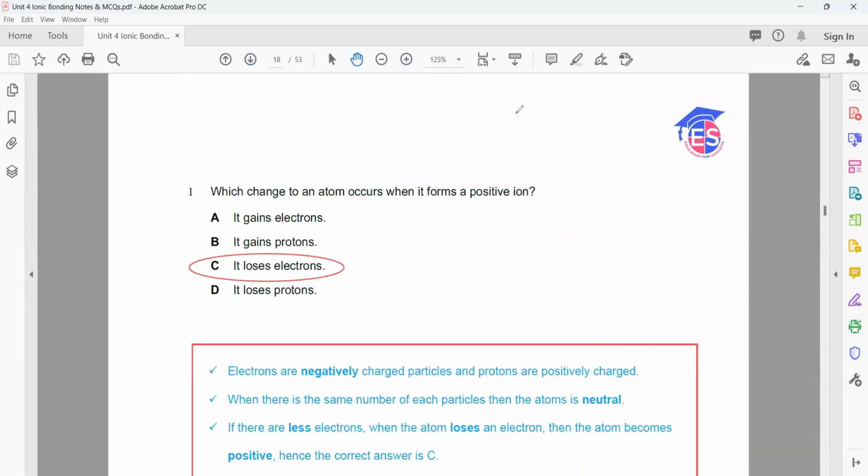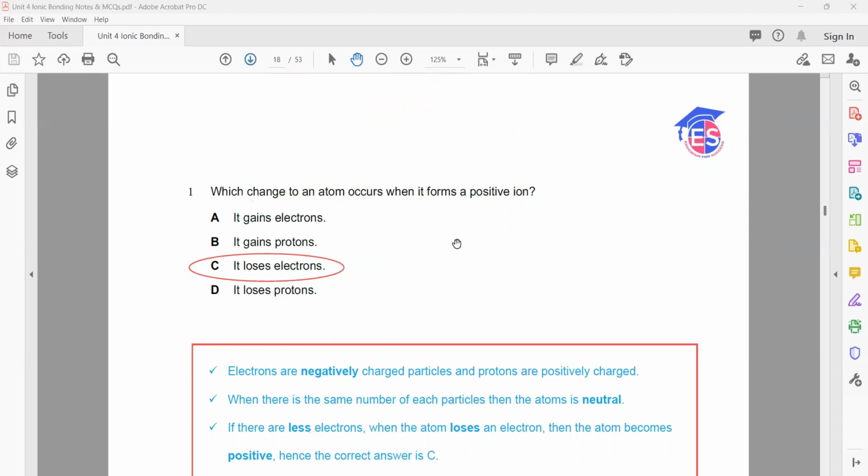Now, for example, question number 1, they're saying which change to an atom occurs when it forms a positive ion. When you form a positive ion, electrons are lost. For example, you have sodium, it has one electron in its outer shell. When you lose it, it becomes sodium plus. So whenever you get the positive ion, or the cation, it happens when they lose electrons. Here the explanations are given. If you have any problem, you can go through the explanation.